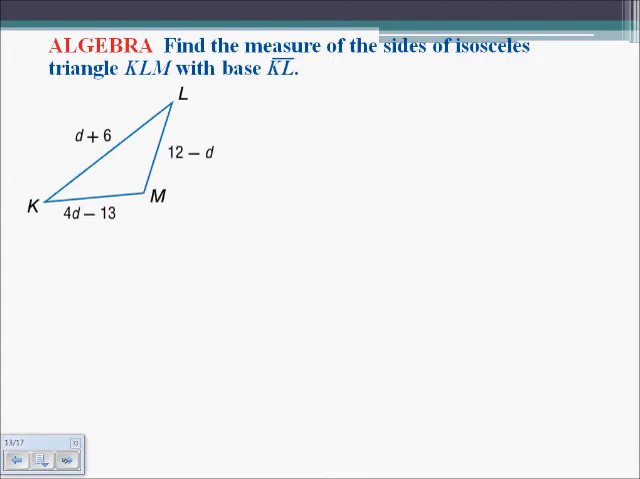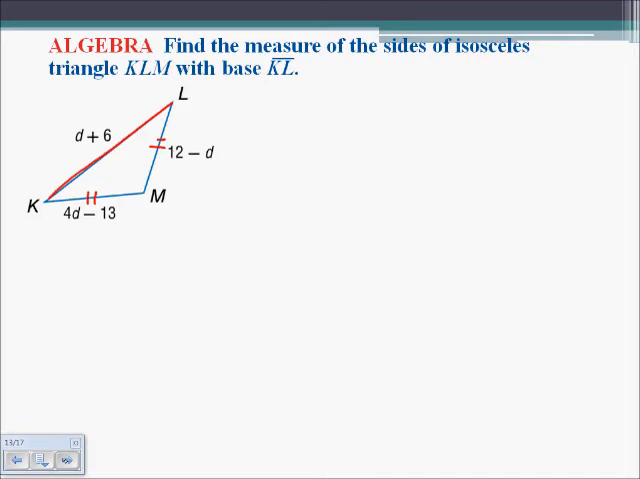Next problem says find the measure of the sides of an isosceles triangle KLM with base KL. So we have a base of KL. So that is the d plus 6. That is our base. And we have an isosceles triangle, therefore KM is congruent to LM, which means they are equal to each other. The question says find the measure of the sides of the isosceles triangle with base KL.